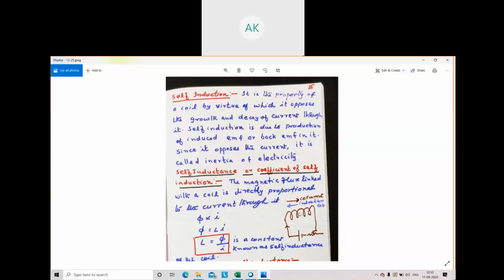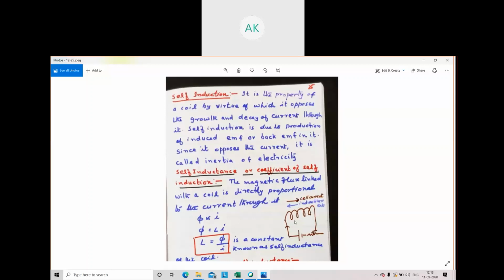So self-inductance is the property of the coil to oppose any change in the strength of current flowing through it. Any change, it may be growth or decay. So the coil has that property to oppose any change in the strength of current flowing through it. So how does it oppose? By inducing an EMF in itself. So at the time of growth of current, the EMF induced will oppose that.